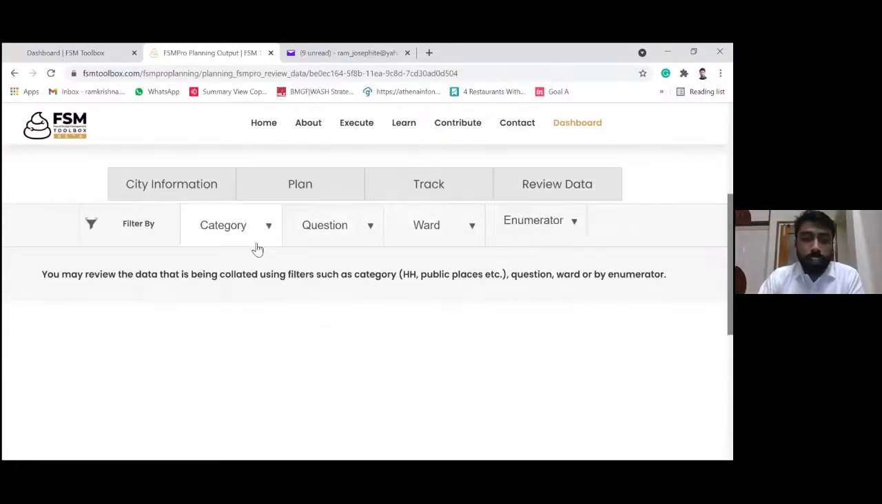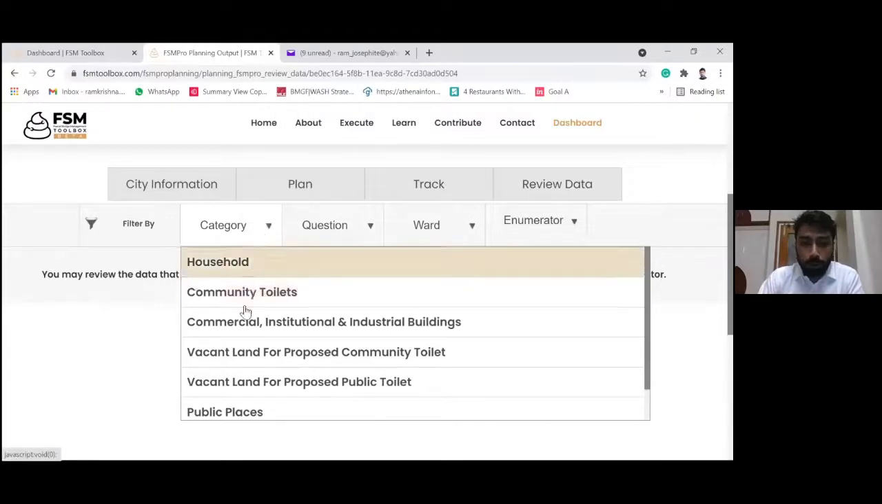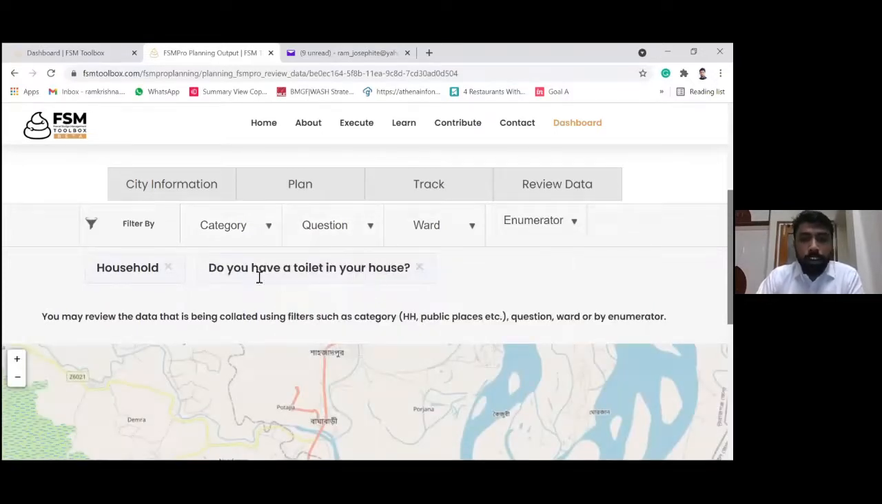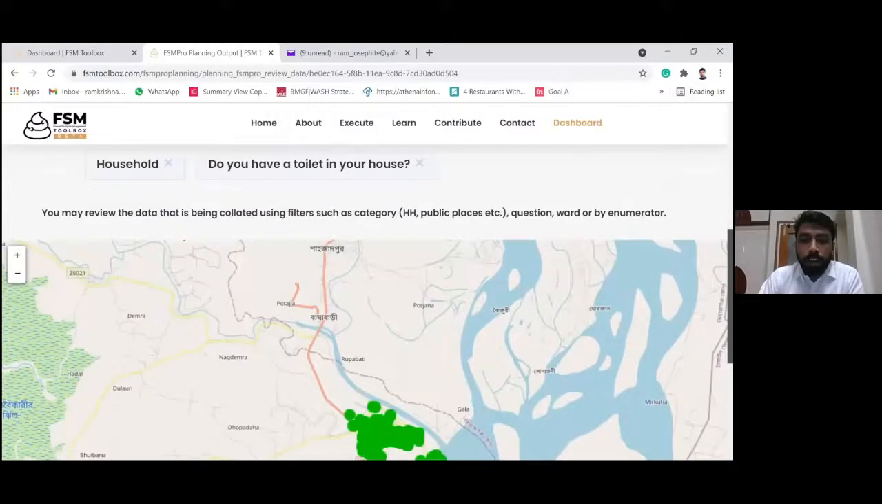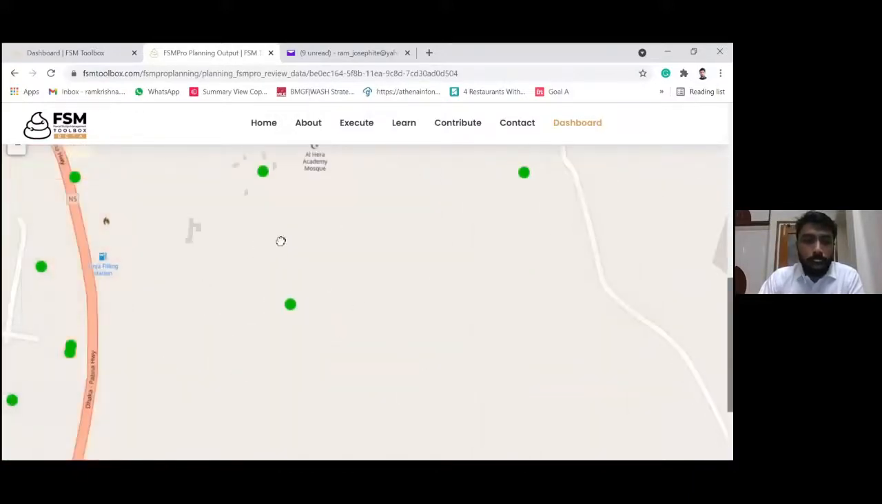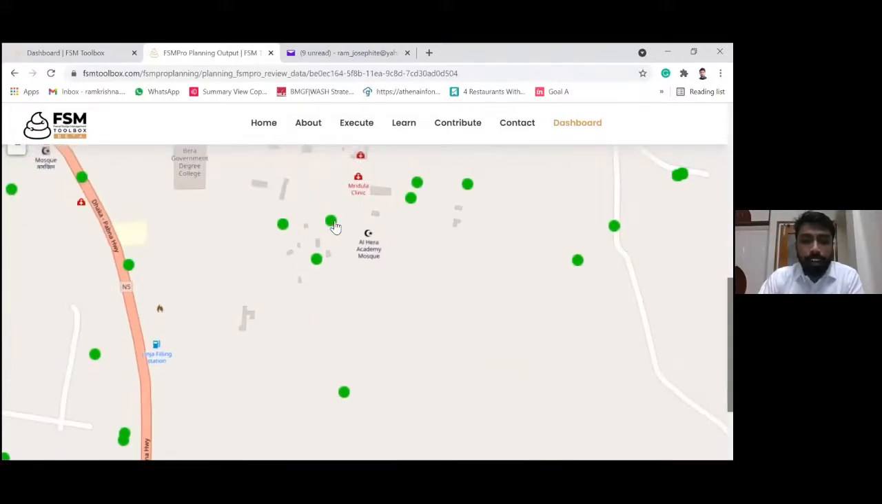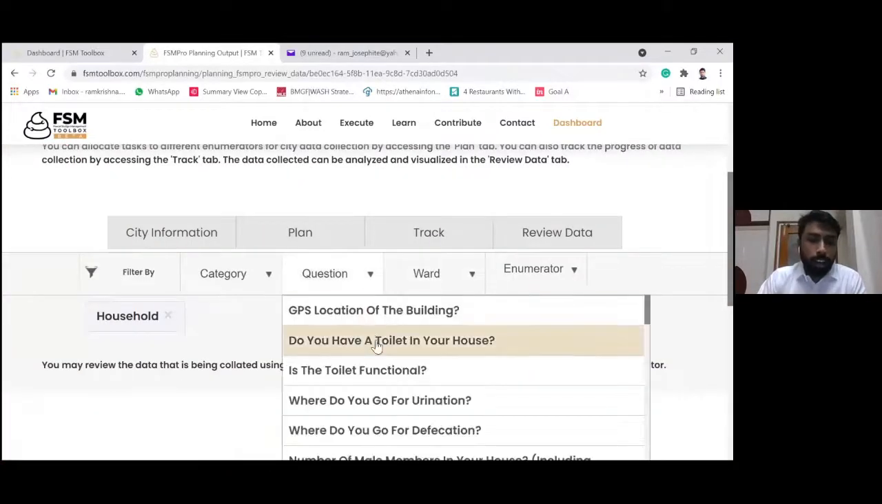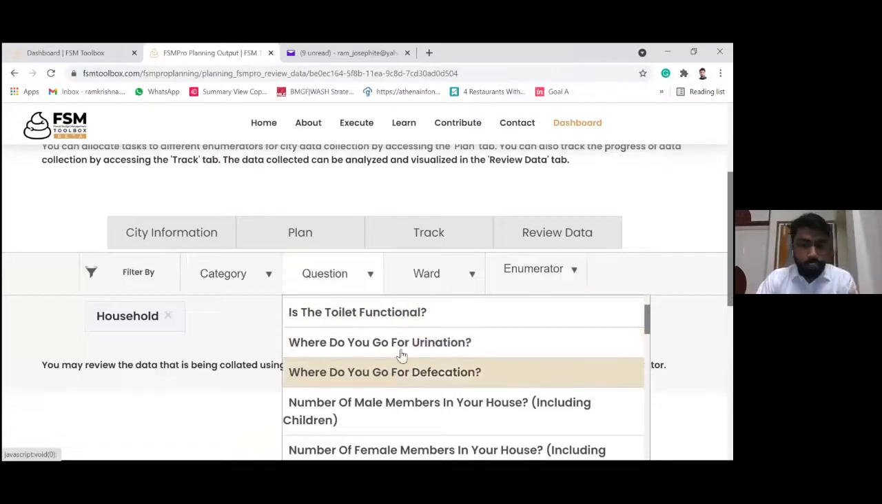And this is the review data option. You can select the category that you want to review the data for. Let's take households. I want to review the answers for: do you have a toilet in your house or not? And these are all the data that has been collected. It will tell you where the data was collected and what answer was given for this particular household. It will tell you the latitude, longitude of the data, and whether it has a toilet or not, or any of the other questions that you select from this drop-down list.